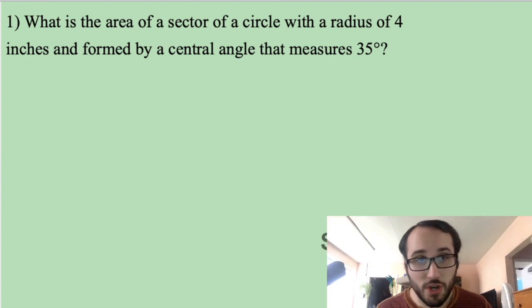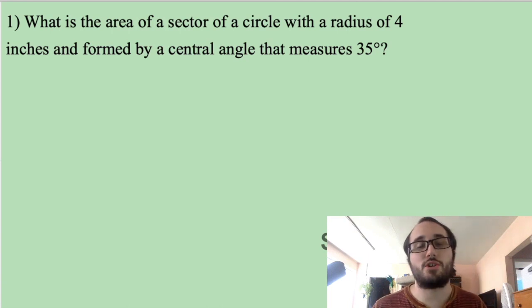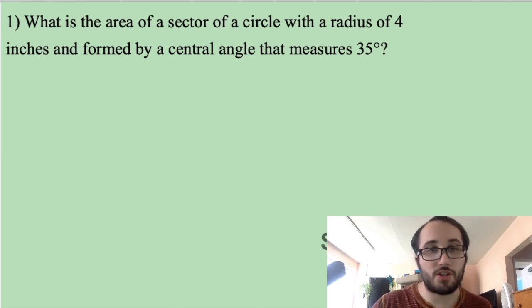Alright, so the first question says, what is the area of a sector with a radius of 4 inches formed by a central angle that measures 35 degrees? Now, a lot of words. A lot of the times we need a picture. So why don't we draw a picture?